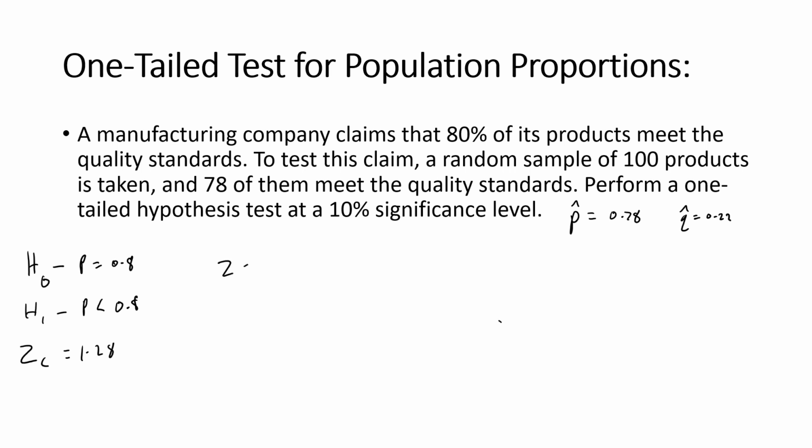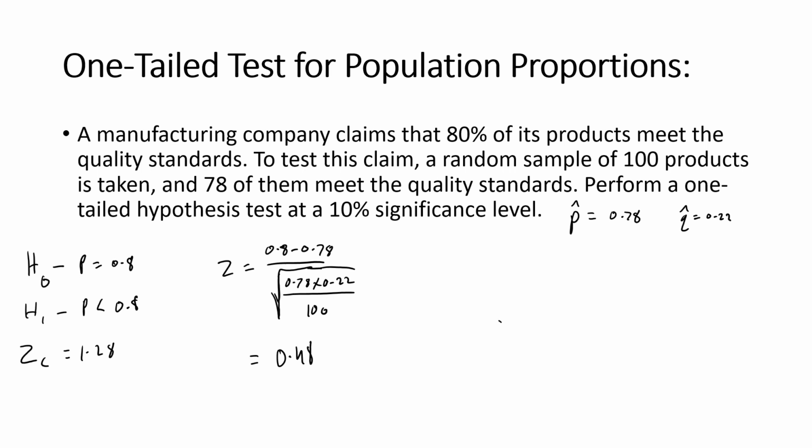Z is equal to the difference between the true p-value and the sample p-value. That's 0.8 minus 0.78 over the standard error, which is root pq over n, sample p sample q over n. So standard error should be 0.78 times 0.22 over the sample size, which is 100, and that should give us 0.48.